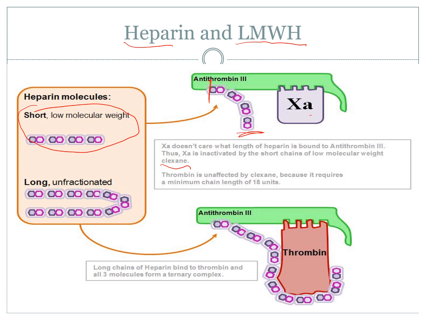Because they're smaller, they still bind to the antithrombin 3 or AT3 factor, but they're only large enough to actually stop factor 10A. That's it. They're not large enough to work with the thrombin side of the house. It needs to be at least 18 units to do that. So it only works on your 10A.